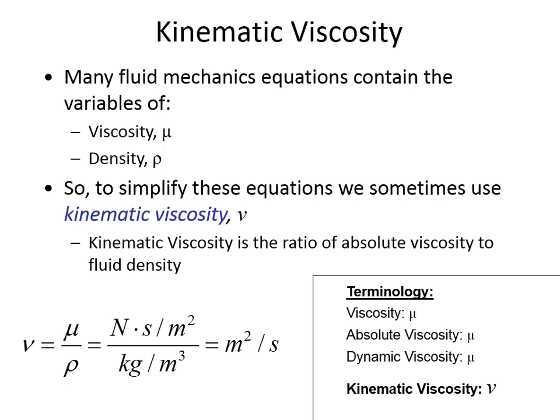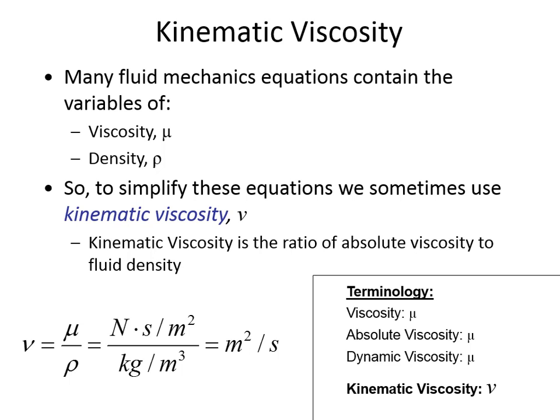Do you remember what the density of water is in terms of kilograms per cubic meter? How many kilograms are there in a cubic meter of water? 1,000. So the density of water is 1,000 kilograms per cubic meter.